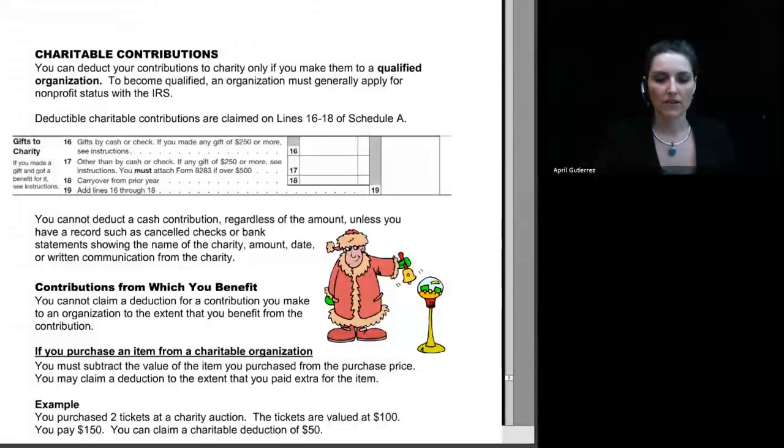You cannot deduct a cash contribution regardless of the amount unless you have a record such as a canceled check or bank statement showing the name of the charity, the amount, the date, or written communication from the charity. So this is a rule that's been around for a few years now.